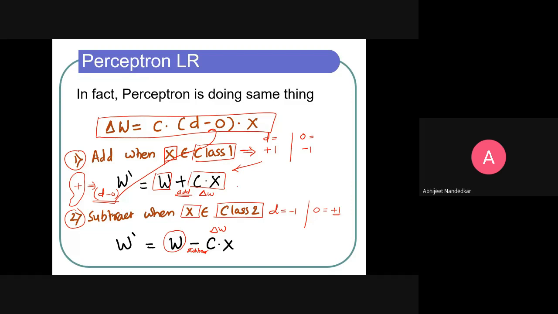So this will implement these two things. Sometimes you have to add, that means when your input is class 1 and your response is negative, then you have to add. When input belongs to class 2 and your response is positive, you want negative output, then you will subtract. So these two things are simultaneously implemented in a single rule like this.